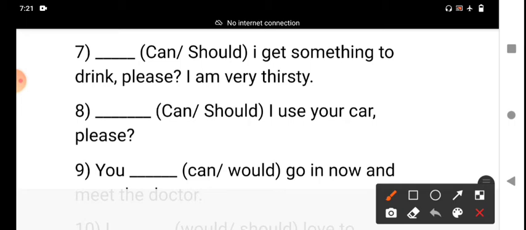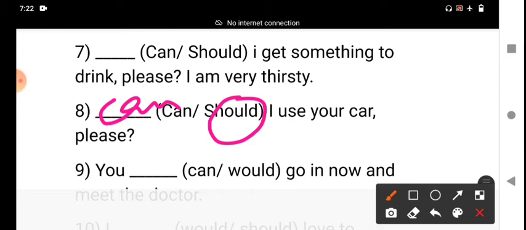Should I use? Should is not suitable here, it is not the more appropriate answer. The appropriate answer is can. Can I use your car, please? It is also a request.